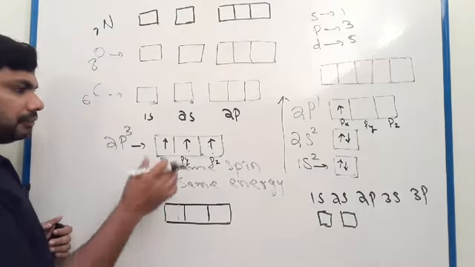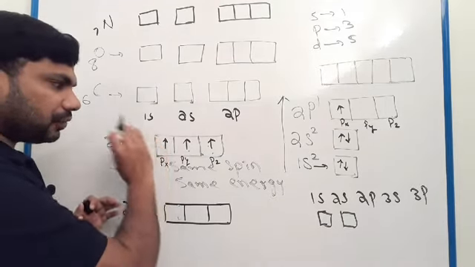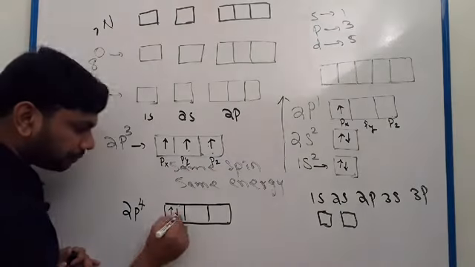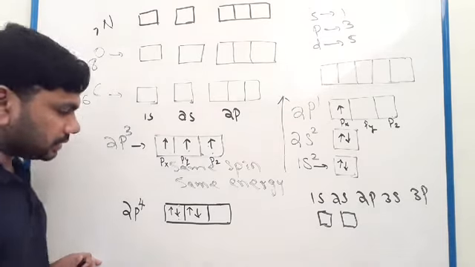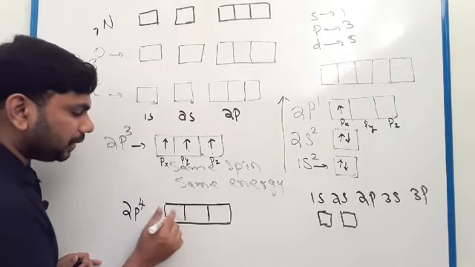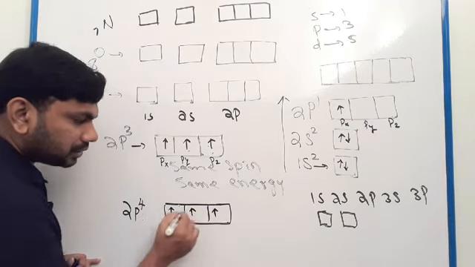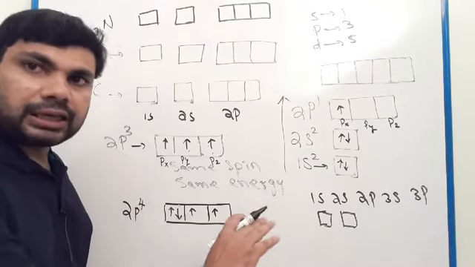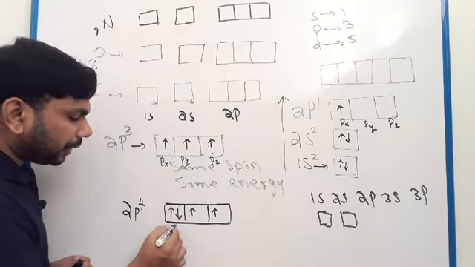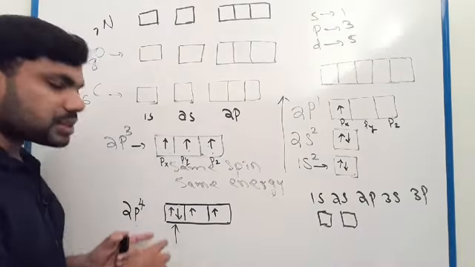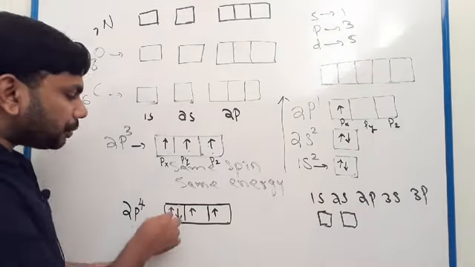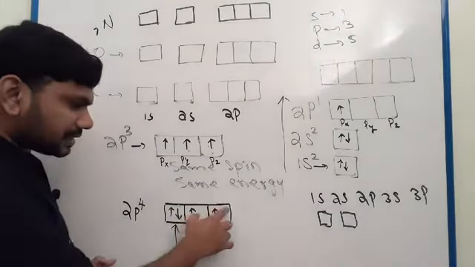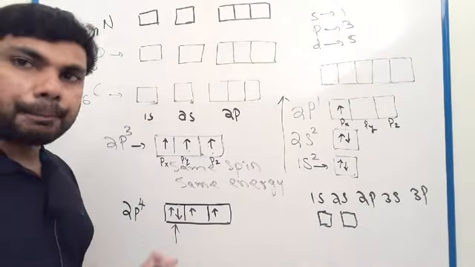Then we have to pair them. First fill completely, and only then can you pair. Look here, 2p4. You cannot do it like this, it is wrong. First we have to fill each orbital: 1, 2, 3, all with the same spin and same energy. Then you have to pair. During pairing, we have to make sure the arrows point in opposite directions, which means the spins of the electrons are opposite. Here all are in the same direction, but during pairing we make it the opposite direction.